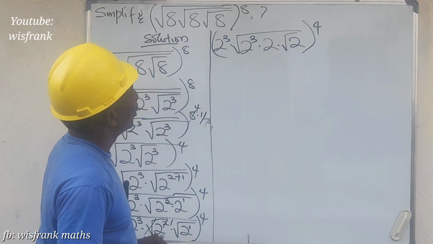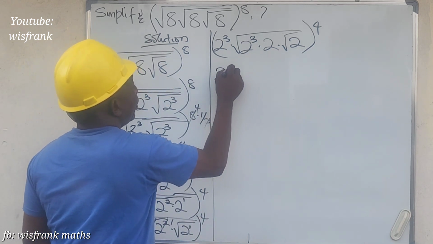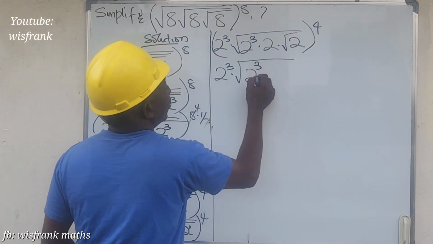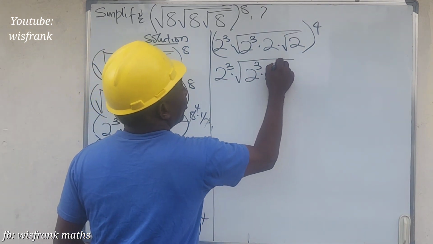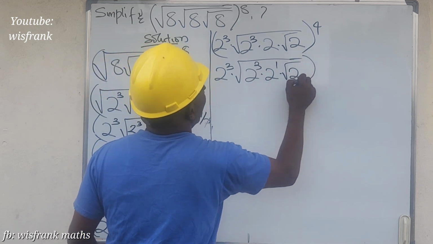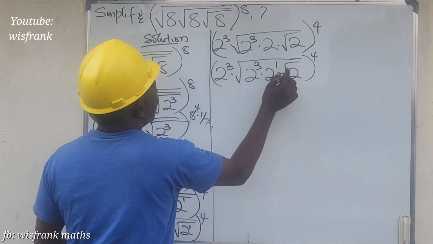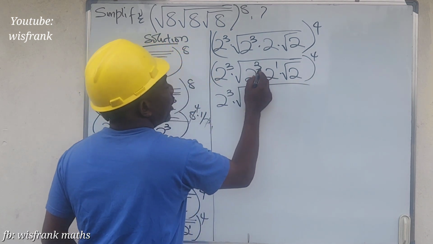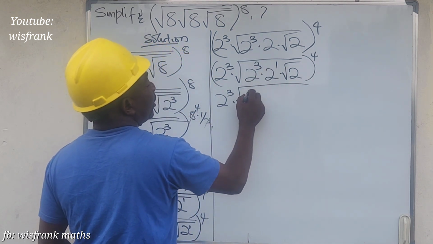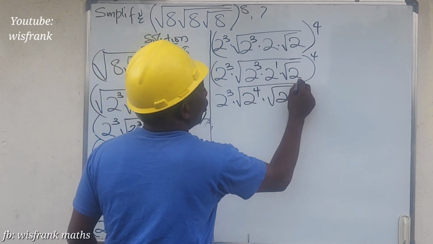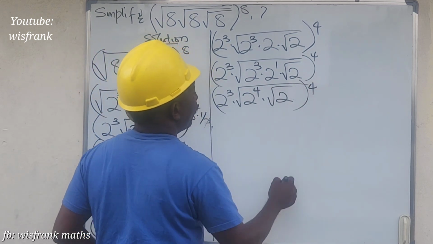So the next step, this will become 2 to the power of 3 times the square root of 2 to the power of 3 times the square root of 2 to the power of 1 times the square root of 2, all to the power of 4. This is the same thing as 2 to the power of 3 times the square root of, this is 3 plus 1, the same thing as 2 to the power of 4 times the square root of 2, all to the power of 4.